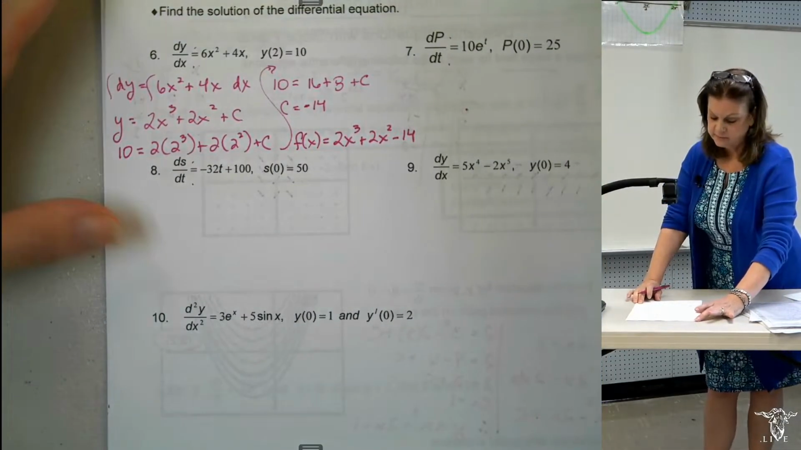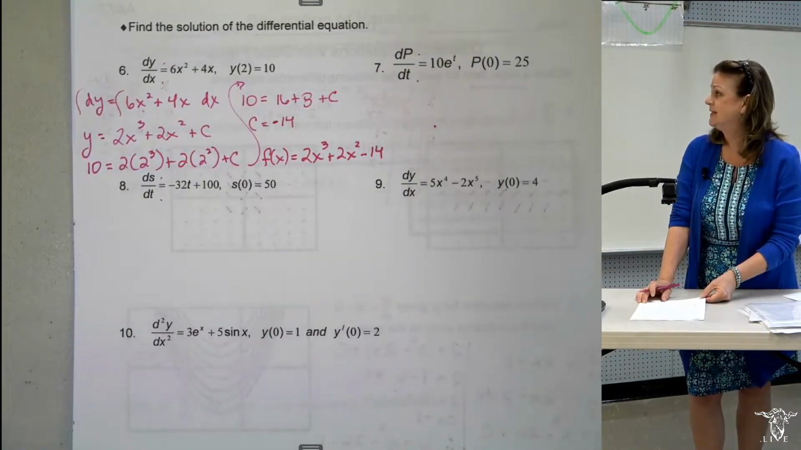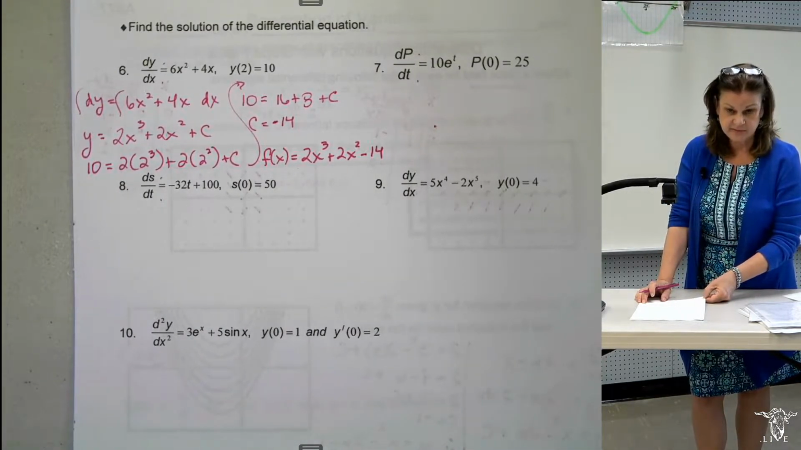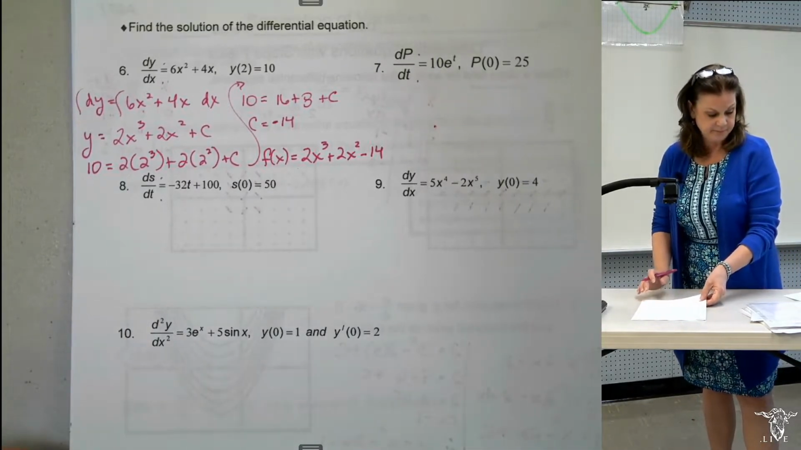All right, take a minute and work problem 7. dp dt is 10 e to the t. Antiderivative of e to the x, king don't care. All right, work that one real quick.